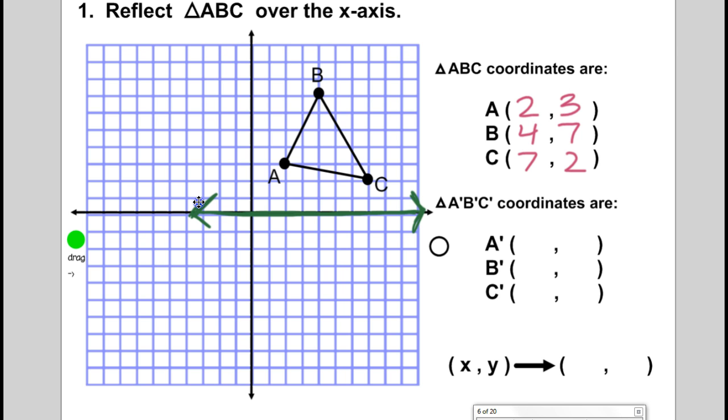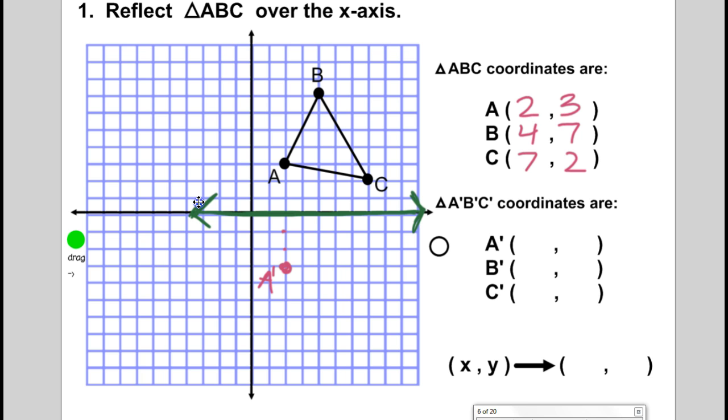Now the green line, the x-axis, is the line of reflection. So when you're reflecting this triangle, you're asking yourself, how far away is A from the green line? It's 3 away. So A is 3 above the green line. So for A prime, I'm going to go 1, 2, 3 below the green line. And I now know where A prime is.